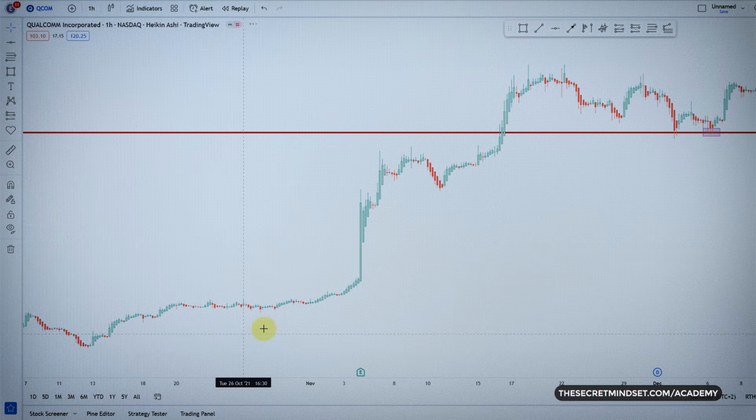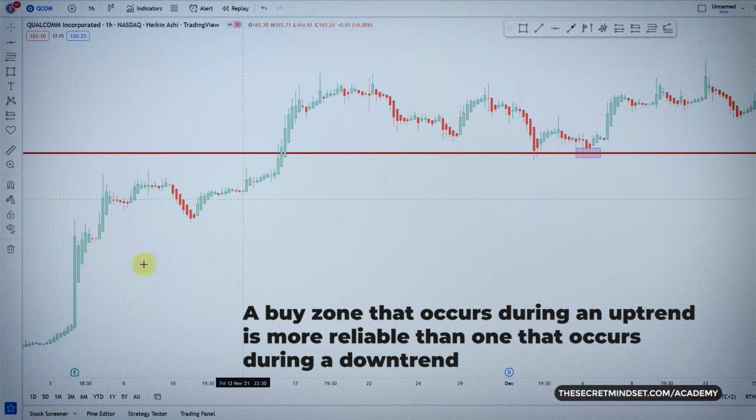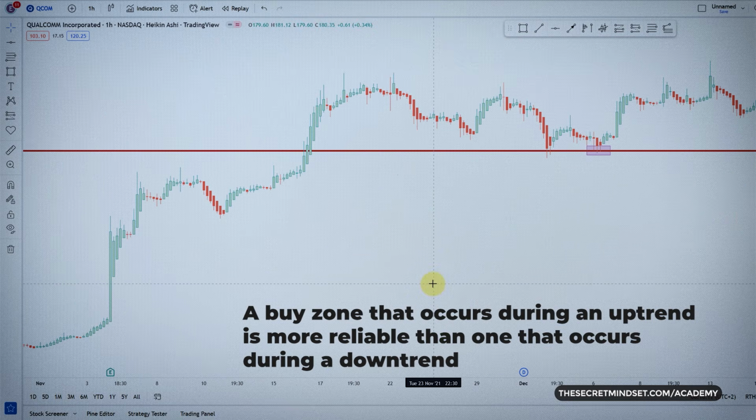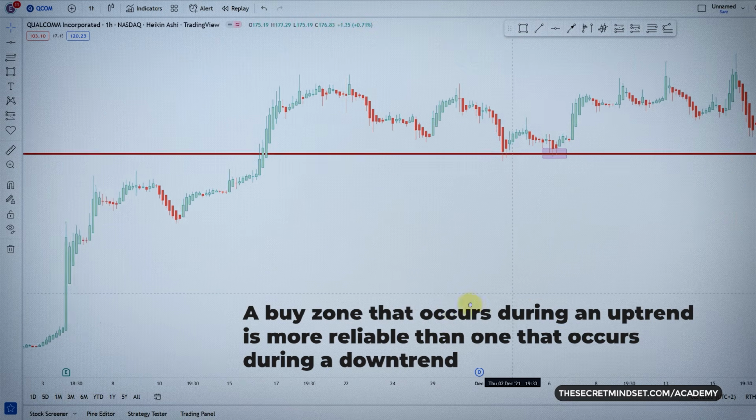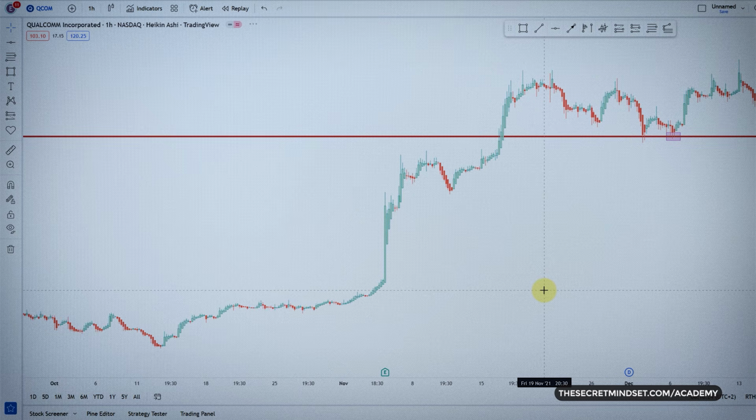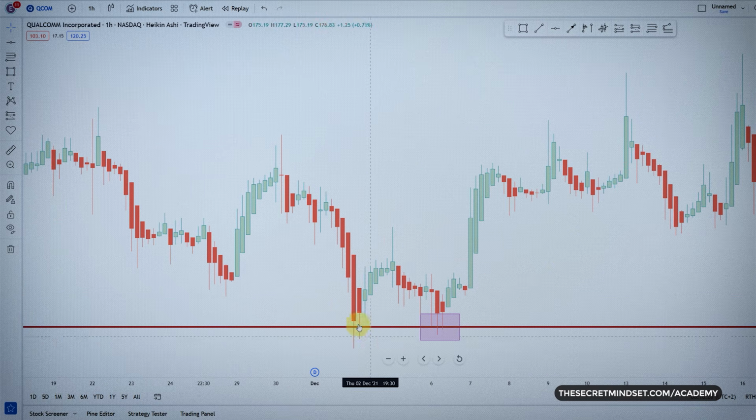The location of the pressure zones can also be important in the context of the trend analysis. A buy zone that occurs during an uptrend is more reliable than one that occurs during a downtrend, as it's in line with the overall direction of the market. Follow these rules, find the zones on higher time frames, and you'll have stronger and more reliable signals.